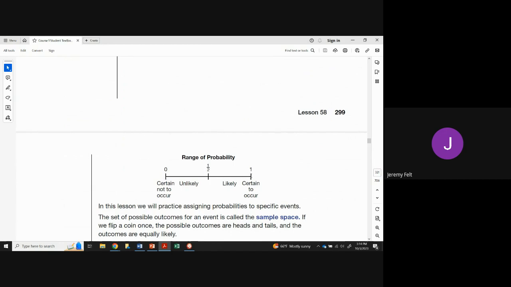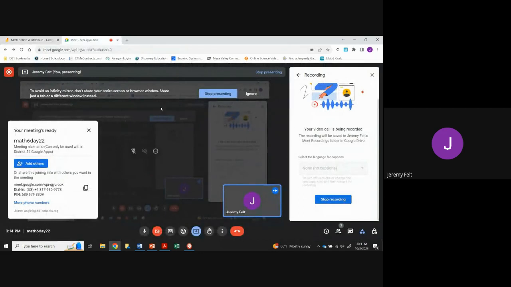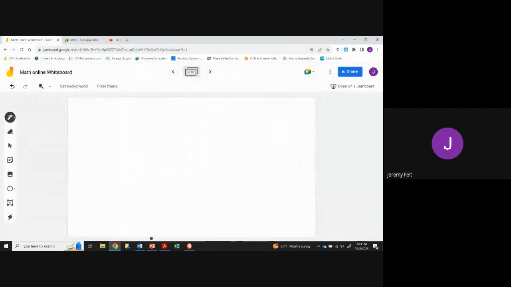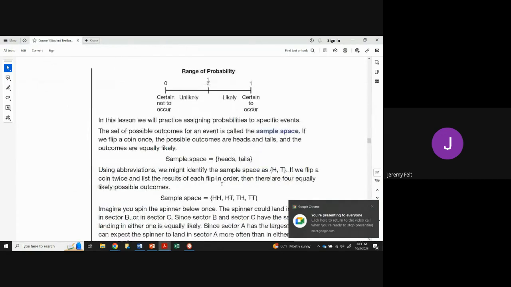Never negative numbers, never greater than 1, because again, even if it's, what are the chances it either rains or doesn't rain tomorrow? Well, it's got to rain or not rain, so that's a 1. There's a 100% chance of one of those happening. So it always is between 0 and 1.